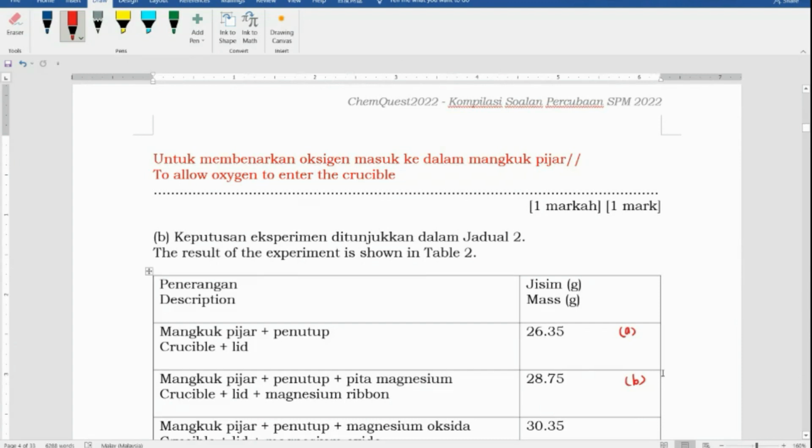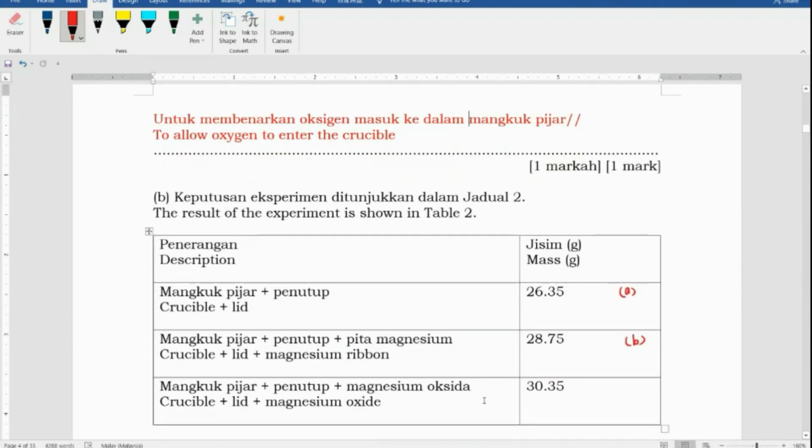Kita tolak saja kan? Okay, which one minus which one? B minus A. Yes, B minus A. Now you can get the magnesium. Okay, now we look into this one. Let's say it's C.